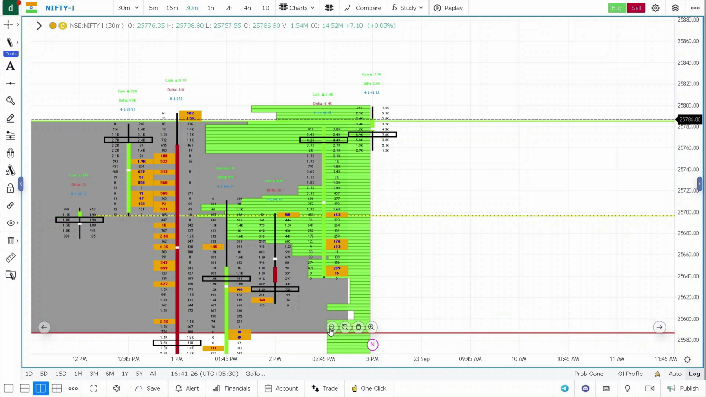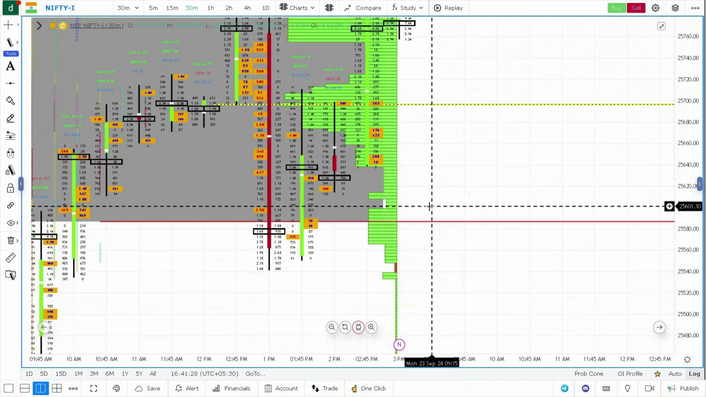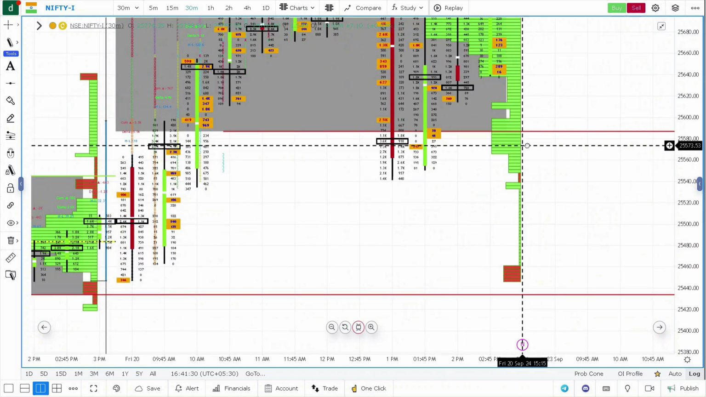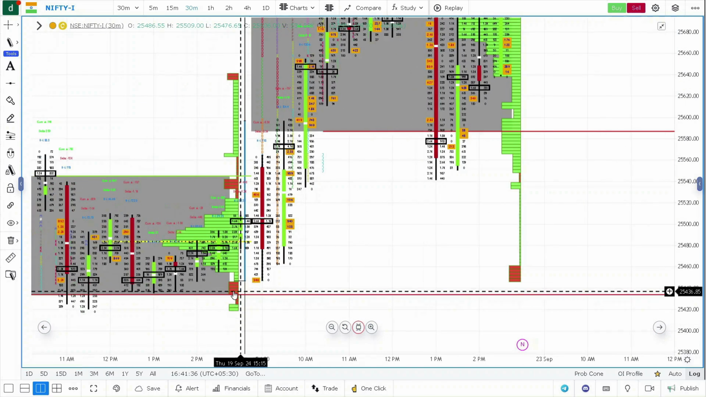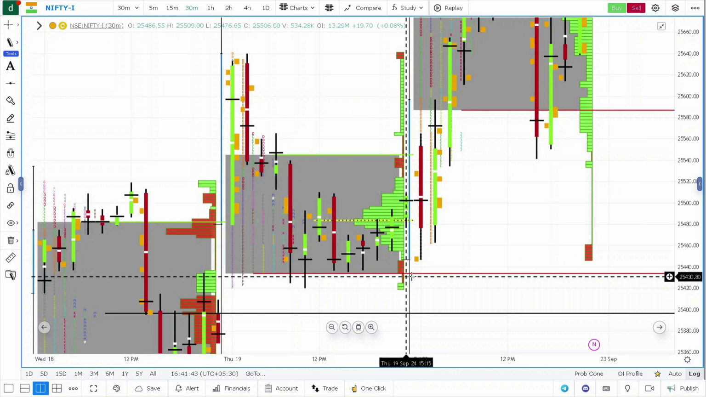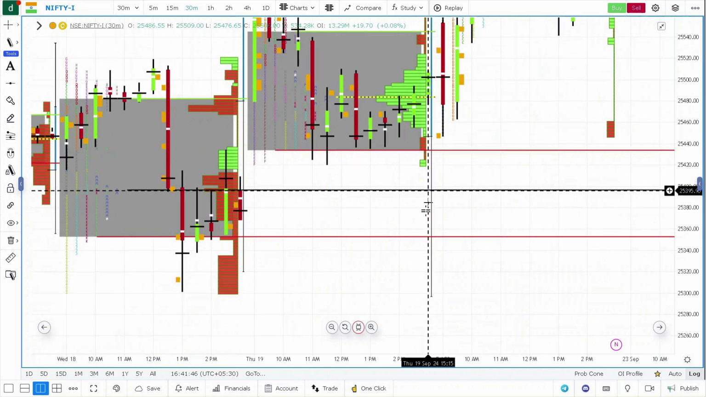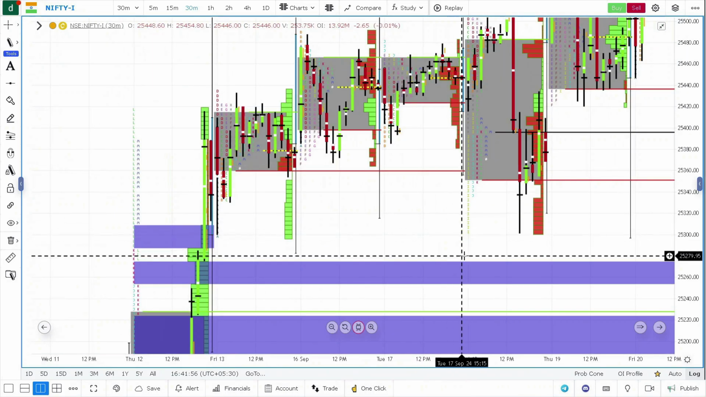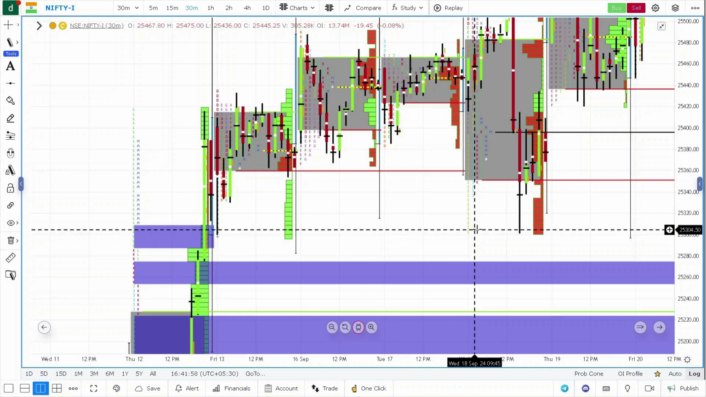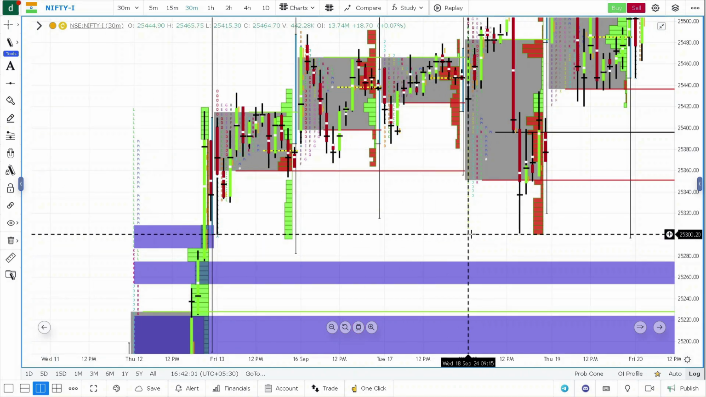So if at all there is going to be a strong gap down below the value area, then look for the prices to get accepted below 25,430 levels, which is the value area low of yesterday. If it gets accepted below 25,430 levels, you will see prices going to 25,352, and Nifty might even go down to 25,270 levels. Because 25,300 itself is a weak low, and these weak lows get revisited in 5 days.